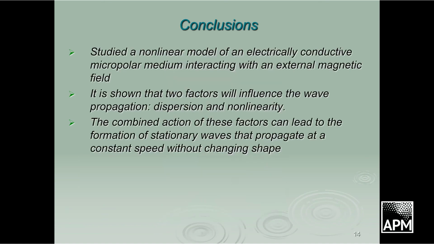So, conclusions. We have studied a nonlinear model of an electrically conductive polar medium interacting with an external magnetic field. It has been shown that two factors influence the wave propagation: dispersion and nonlinearity. The combination of these actions can lead to the formation of stationary waves that propagate at a constant speed without changing shape. So that's it from my side.